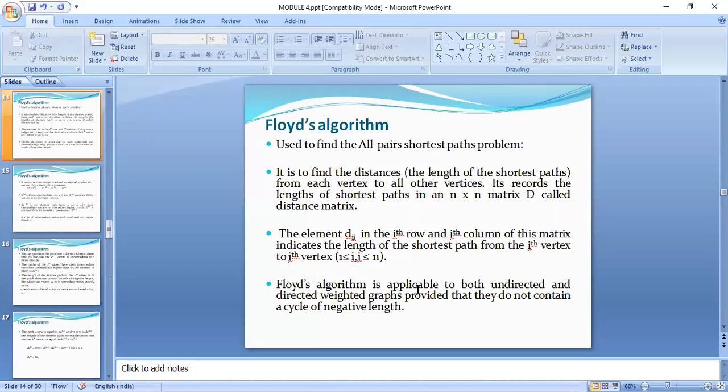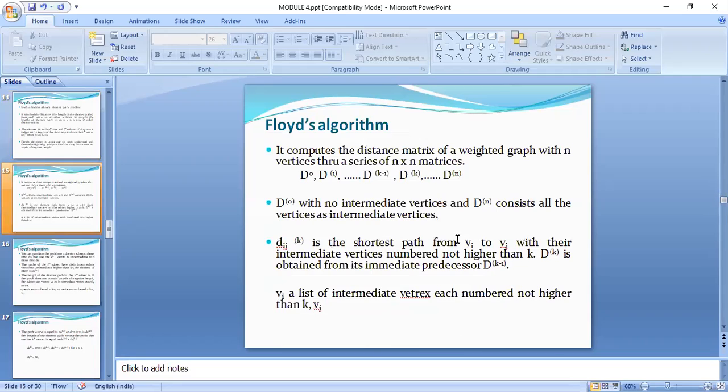Okay, so the length of the shortest path from each vertex to all other vertices we have to see, and based on that we will be creating a distance matrix from the given graph. The distance matrix is called D, and it will be an n by n matrix. So the element Dij, in the ith row and jth column of the matrix, will indicate the shortest path. Floyd's algorithm is applicable for both directed and undirected graphs, but it should be a weighted graph.